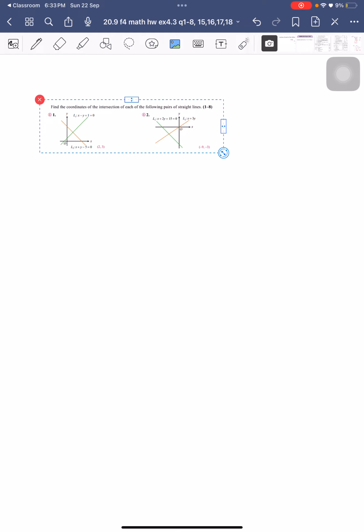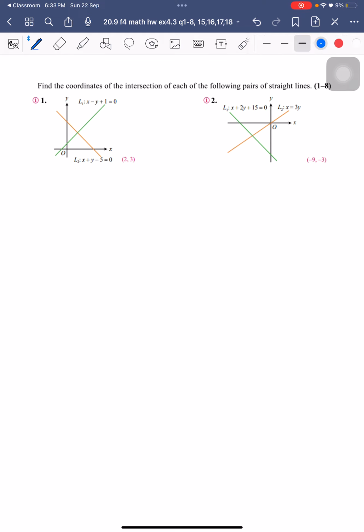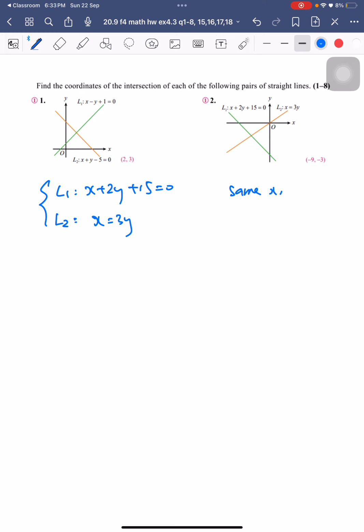Okay, so similarly for question 2. For question 2, we still have these two lines. That is L1, which is x plus 2y plus 15 equal to 0, and we also have L2, that is x equal to 3y. Which means that at this intersection point, they actually have the same x and y, isn't it? So same x and y.